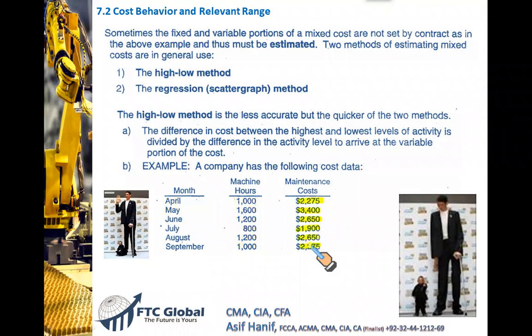Now, let us test what kind of cost it is. Clearly, it is not fixed. This maintenance cost is not fixed. Why? Because every number you see in this column is different from each other. Then could it be a variable cost? If it is truly variable cost, then it has to be the same on a per unit basis. That is what we have just learned, that variable cost per unit stays the same. So 2275 upon 1,000 gives you 2.275. If this is true, we should have exactly the same number in the next combination. Dividing 3,400 by 1,600, it is 2.13. Clearly, it is not the same on a per unit basis. So this is not variable cost either.